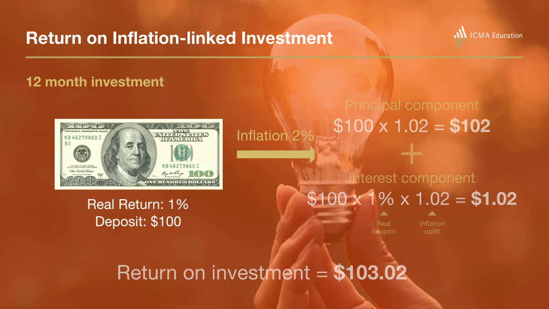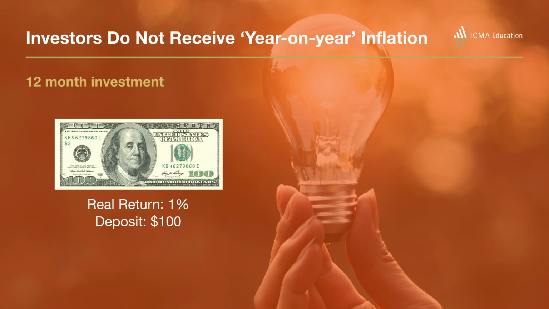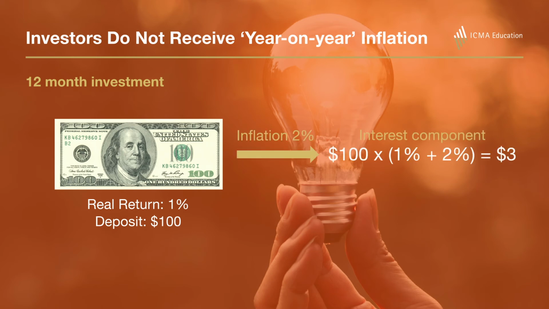A very common misconception is that the buyer of an inflation-linked bond receives the fixed real coupon plus so-called year-on-year inflation. In the previous example, this would suggest that the investor would receive a cash flow of 3%, the real coupon of 1% plus realized inflation of 2%.